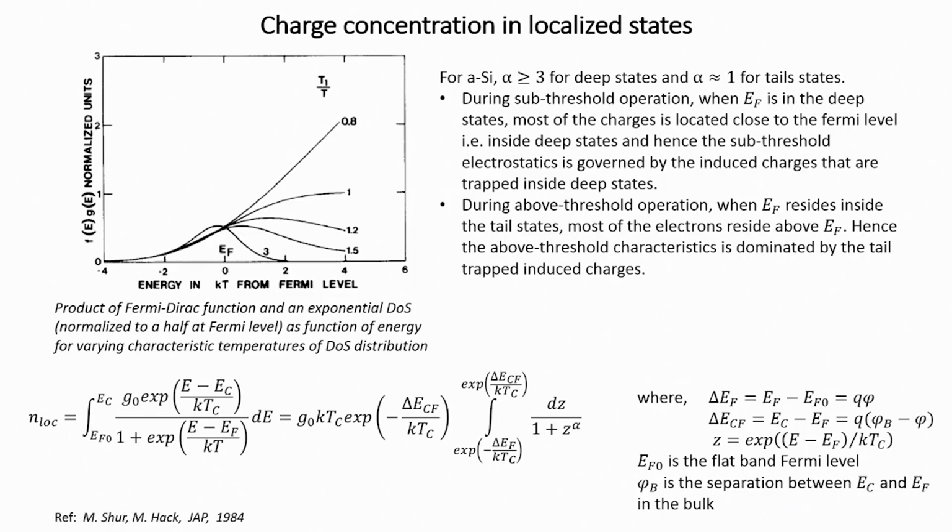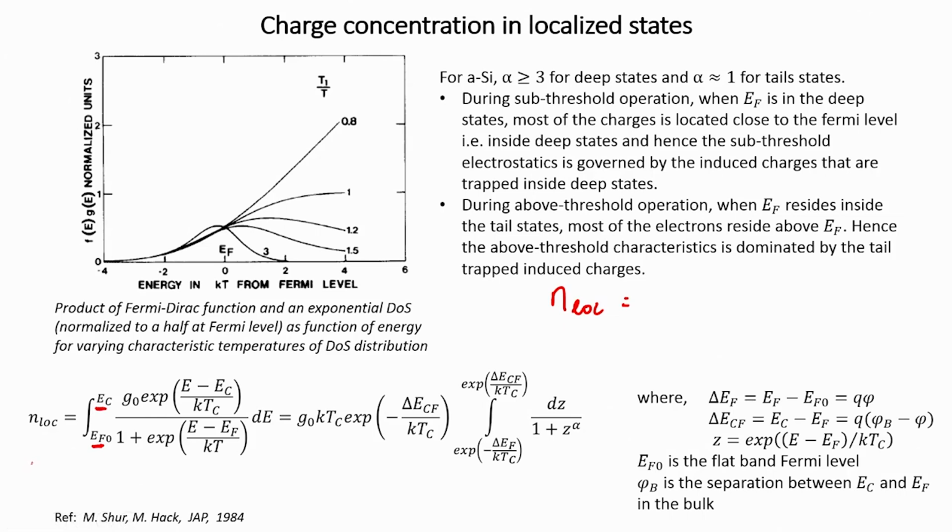So the next step is to calculate the total number of localized carriers. So what do you mean by localized carriers? These are carriers which are trapped and are sitting in the gap states. And how do we define the carrier concentration of localized carriers? It is simply all carriers that sit from the Fermi level to the conduction band edge.